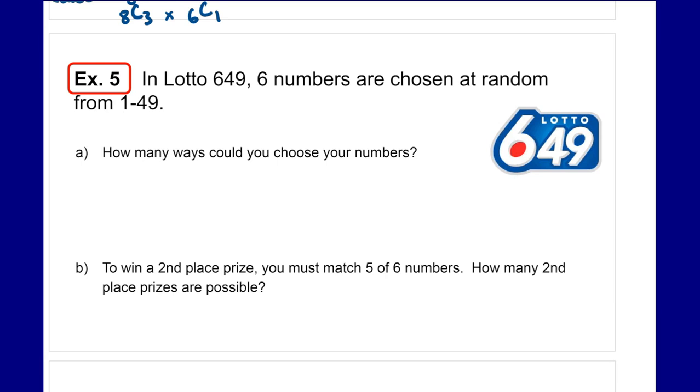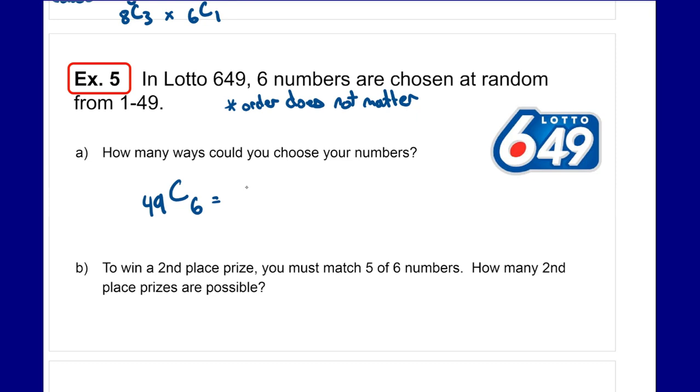Finally, in Lotto 649, 6 numbers are chosen at random from 1 to 49. Again, we talked about Lotto 649 at the beginning. Order does not matter. So you want to keep that in mind. When we're talking about Lotto 649 specifically, order does not matter. So how many ways could you choose your numbers? Well, we have 49 numbers to choose from, and I'm choosing 6 of them.